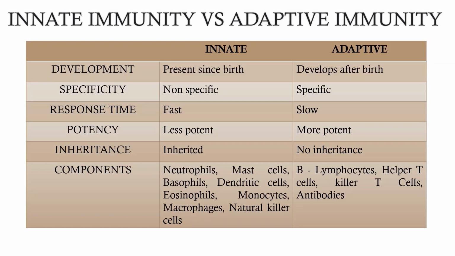Innate immunity is inherited, while adaptive immunity is not inherited. Neutrophils, mast cells, basophils, dendritic cells, eosinophils, monocytes, macrophages, and natural killer cells form the major components of innate immunity, while B lymphocytes, helper T cells, killer T cells, and antibodies form the major components of adaptive immunity.